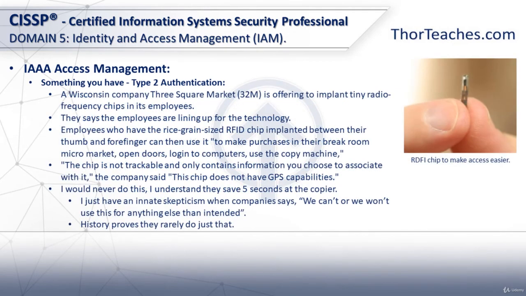And then something maybe a little controversial, a company in Wisconsin offered to implant tiny radio frequency chips in their employees, and people are lining up for it. I personally think they're crazy. So they want to implant that tiny radio frequency chip, and instead of having a card, you can use it in the lunchroom. You can use it at the copier. You can use it to open doors. And then obviously the company says they're not tracking the chip. It doesn't have GPS capabilities. To which I say, yeah, I don't believe that.